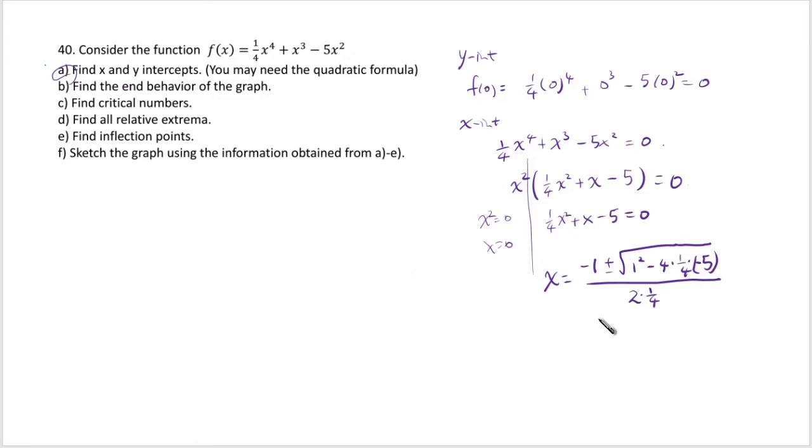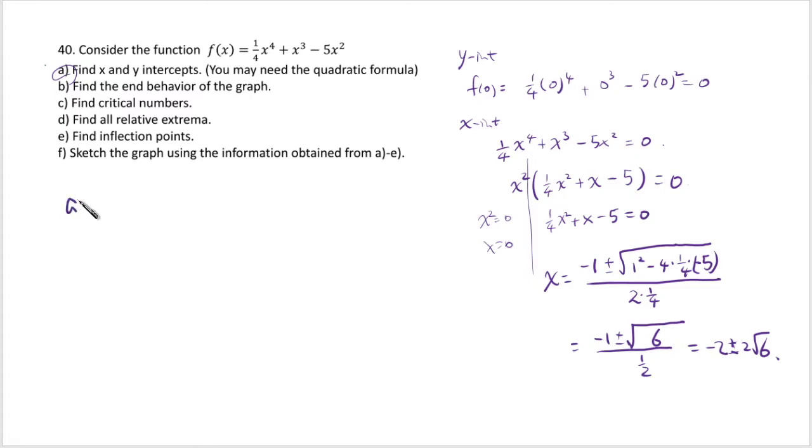Okay. And then that's going to be negative 1 plus or minus, the 4 and 1/4 cancel, negative negative becomes positive. So you end up with 1 plus 5, which is 6. And then 2 times 1/4 is 1/2. Now you multiply 2 top and bottom to give you negative 2 plus or minus 2 radical 6. Okay, so those are the two x-intercepts.